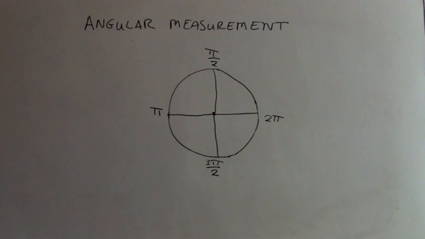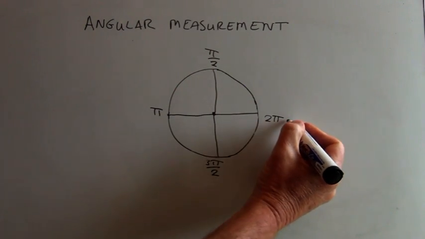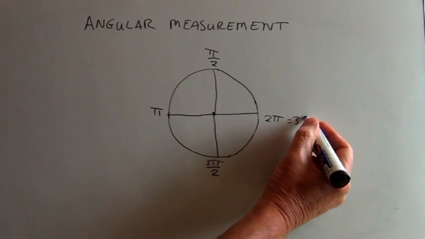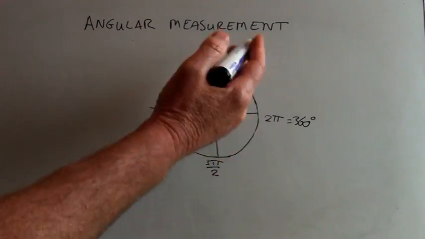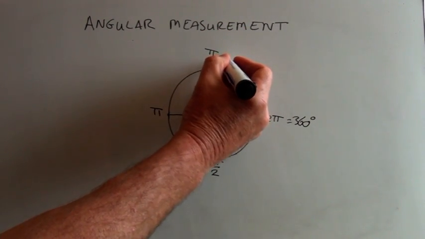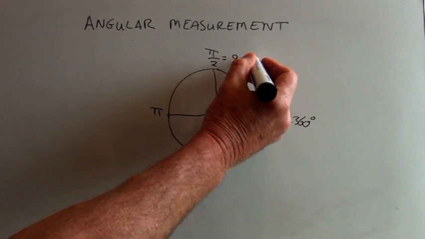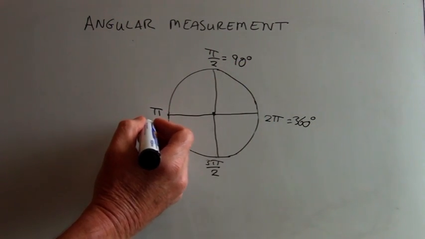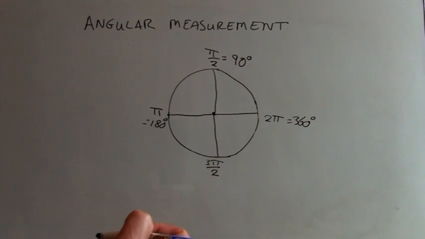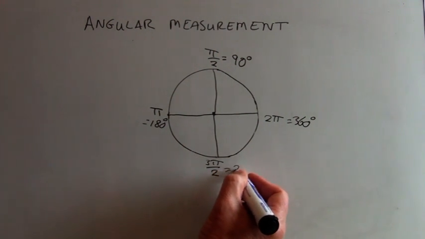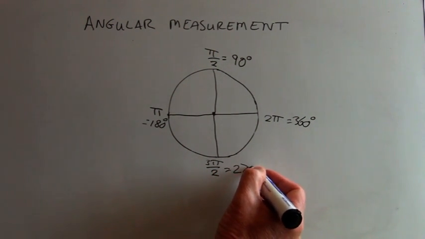Now alternatively, angles may be measured in degrees. So a complete revolution is defined to correspond to a rotation through an angle of 360 degrees. So we can say 2 pi equals 360 degrees. So then we can work our way around the circle again and we say pi over 2 equals 90 degrees. Pi equals 180 degrees. And 3 pi over 2 equals 270 degrees.